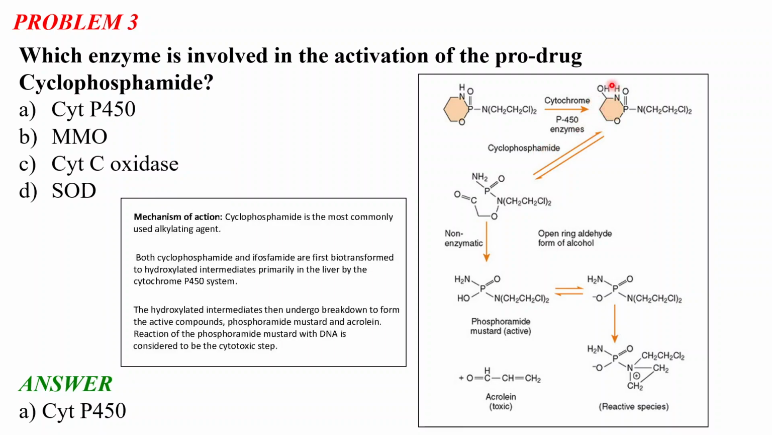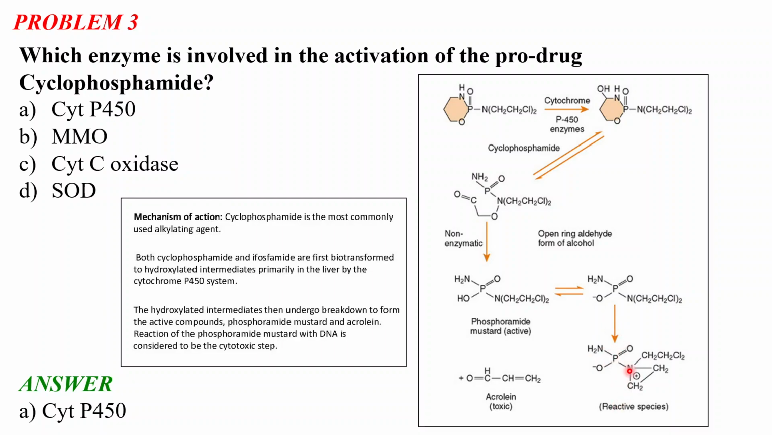So what happens is that this hydroxylation happens at the C alpha position, which means the carbon next to the NH group. After the ring opening and all the mechanism, we have two reactive species. One is acrolein, which is considered toxic, and the other is phosphoramide mustard, which forms this kind of intermediate reactive species. This reactive species reacts with DNA, and this is the cytotoxic step.